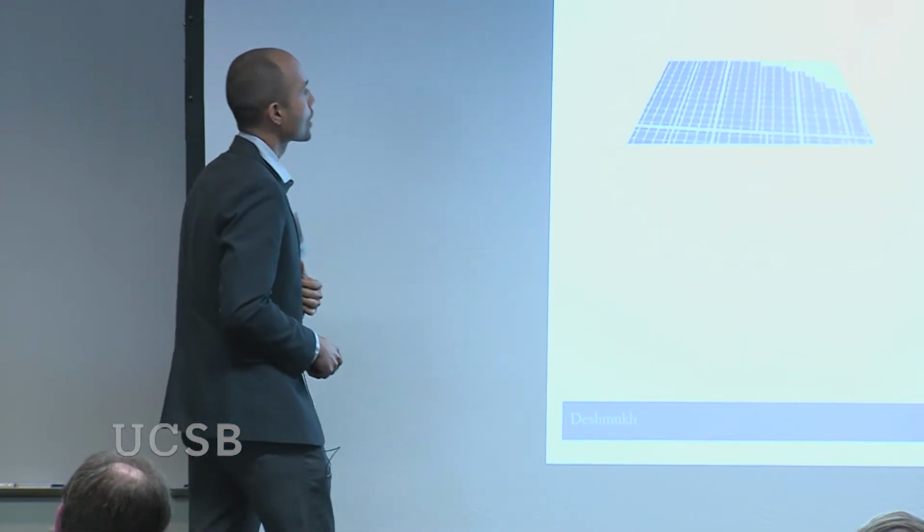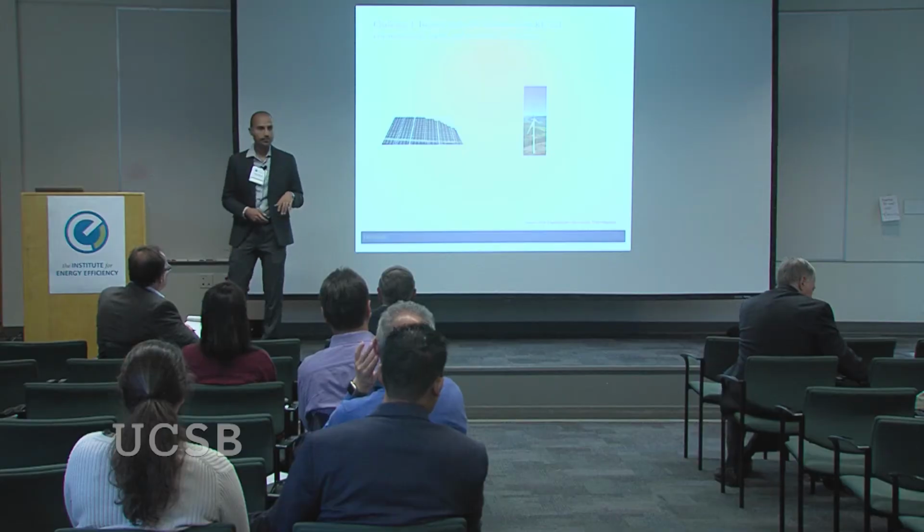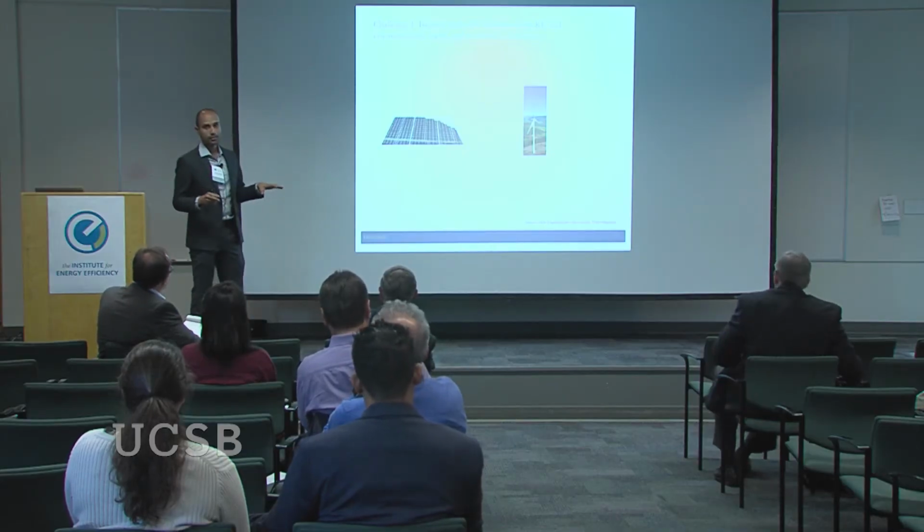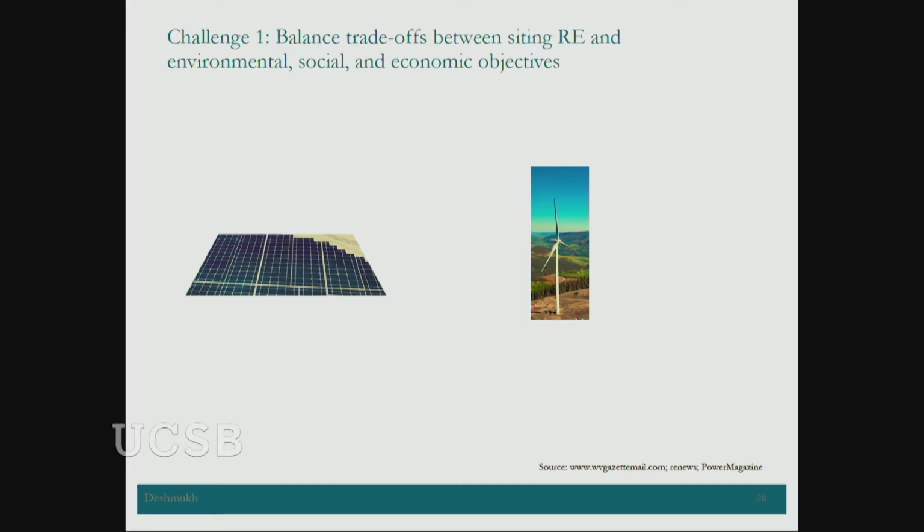All right, so with that, I'll give you two examples of these two different tools. So the first one about spatial planning of renewable energy, the challenge that we see is that we need to balance these trade-offs between siting renewable energy, and there are all these environmental, social, and economic objectives.